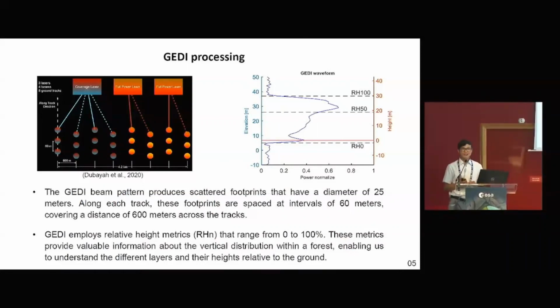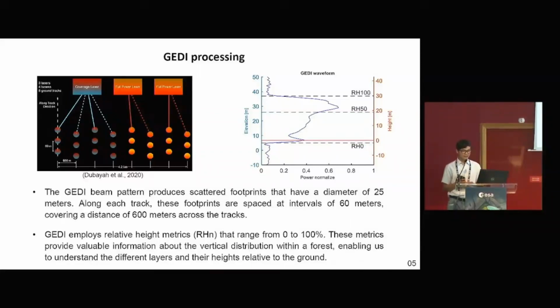The GEDI measurement is interesting because at a single shot, we can see the vertical information, like the figure on your right. The axis on the left is the elevation, and on the right you can have the height with respect to the canopy. So you see the curve, corresponding to the energy as it interacts with the target, the forest, in the volume.